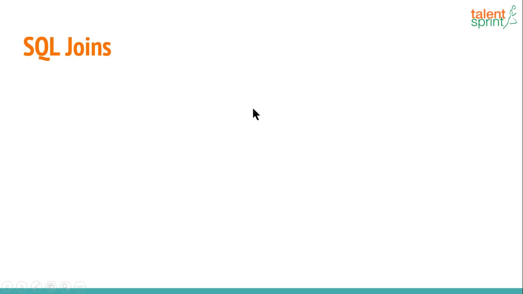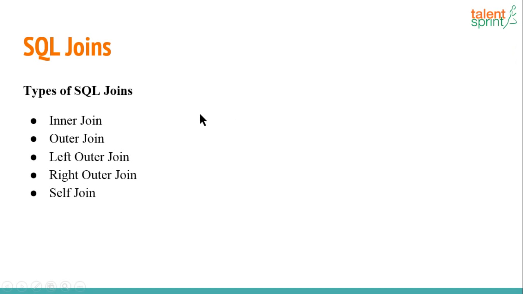Moving on to SQL joins, what Deepika just asked. What do we do in SQL joins? We have different types of joins. We have inner, outer, left outer, right outer, self join, and much more. So what does a join simply do? It combines rows from two or more tables based on related columns between them.